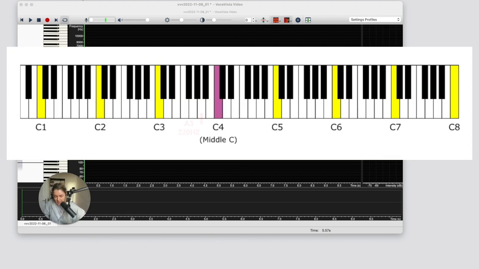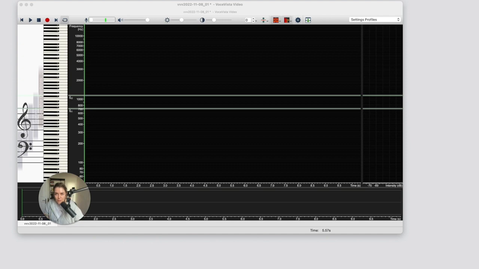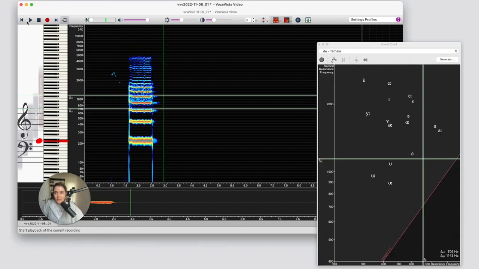So if I sing an A3, which is the A just below middle C, that is 220 hertz. That's the measurement of it in sound, which means my vocal folds vibrate 220 times per second. If I sang A4, that's 440 hertz per second. That means my vocal folds are vibrating 440 times per second. So let me sing you my A3 and let's see what it looks like. Okay, let's play it.